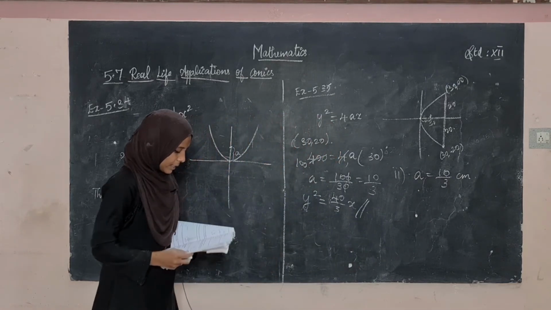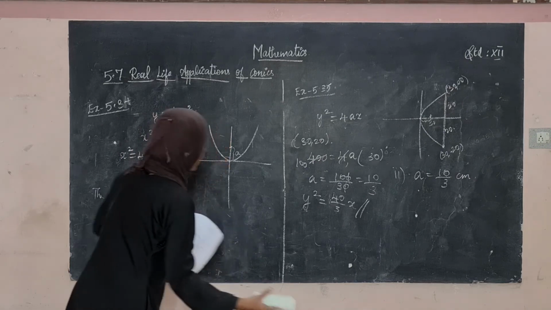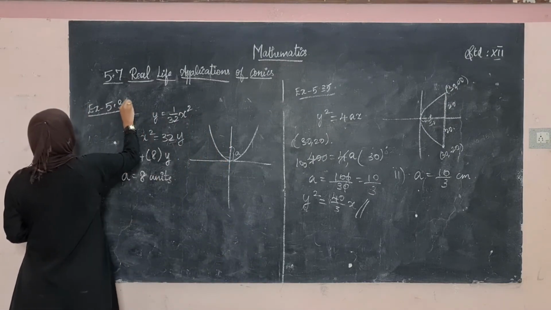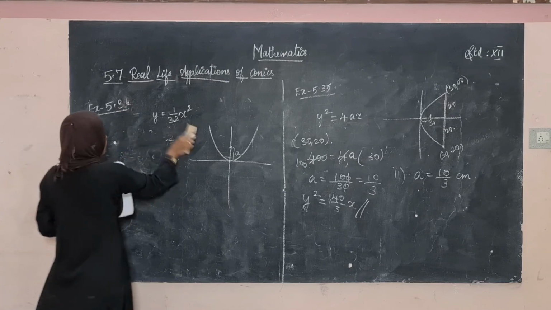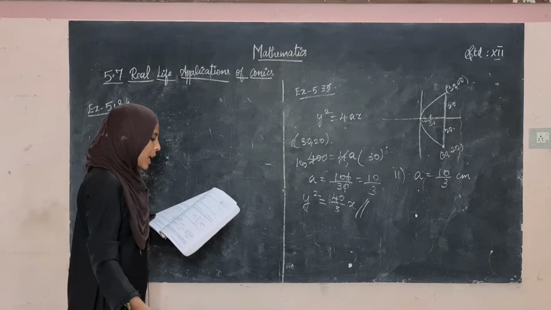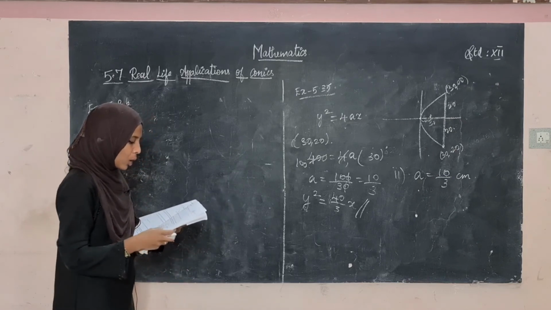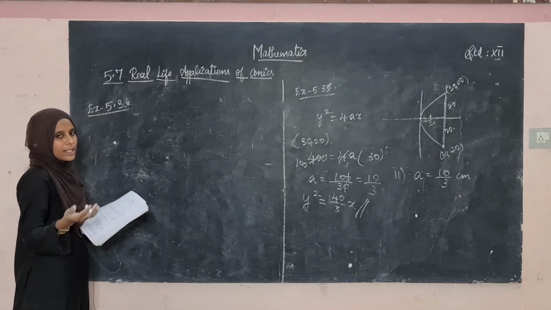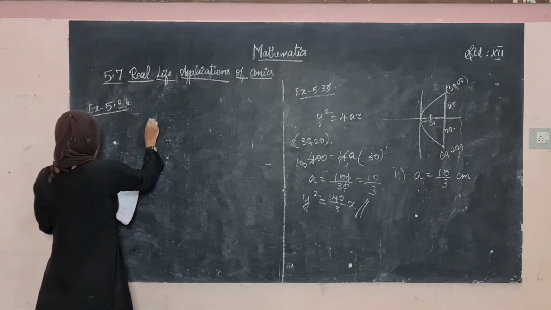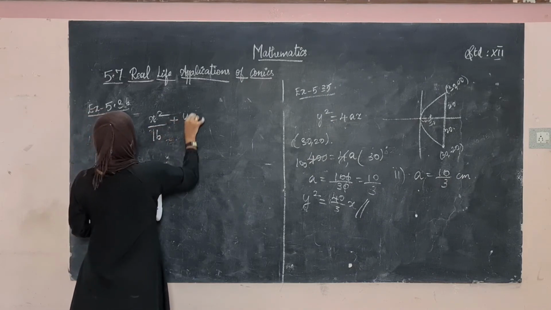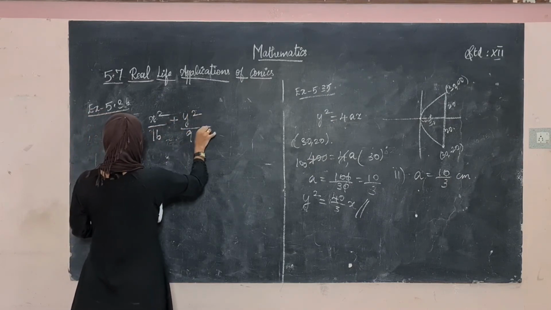Okay, now let us see example 5.36. What's the question given there? The equation of the elliptical part of an optical lens system is given: x squared divided by 16 plus y squared divided by 9 is equal to 1.